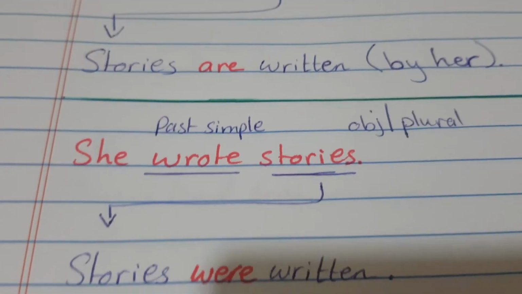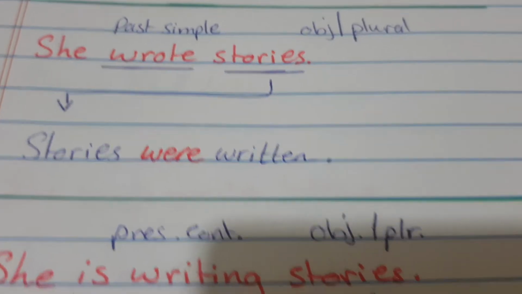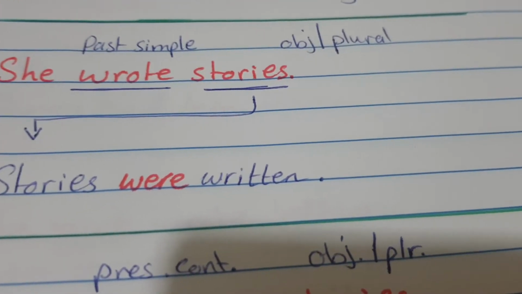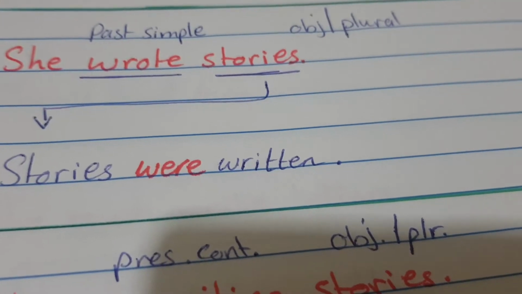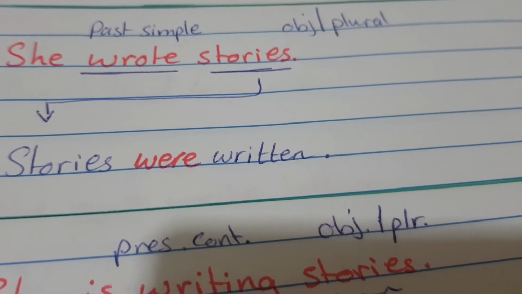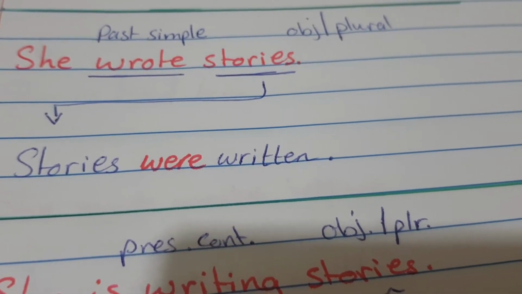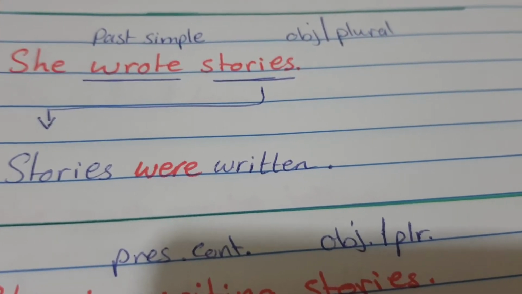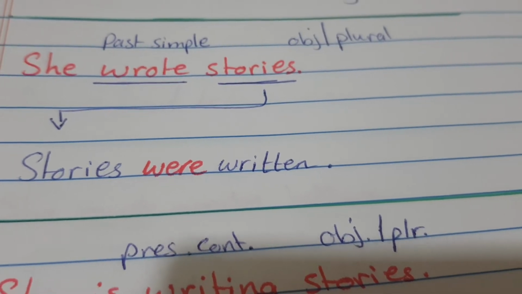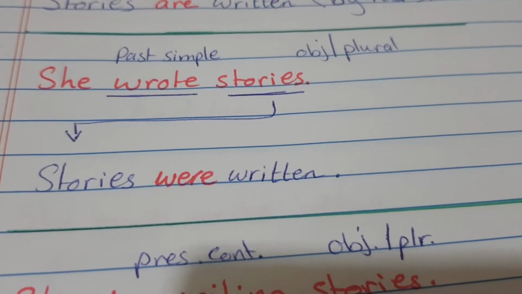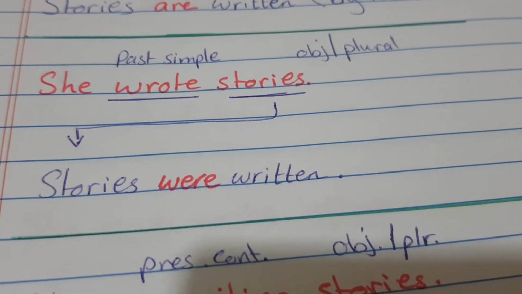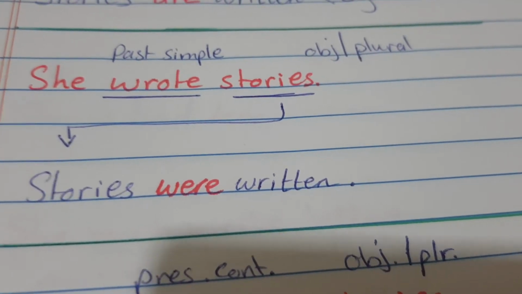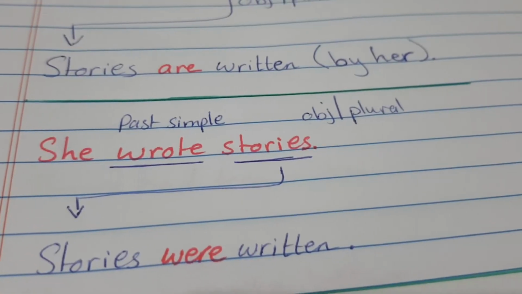Now, if you look at past simple, same thing. Again, she wrote stories. Step number 1, check the tense of the verb. The verb is wrote and it's past simple. Check the object. Stories, plural. Start the new sentence with the object. Now I need a verb to be that is plural and in past, that is were. And of course, the main verb, past participle.